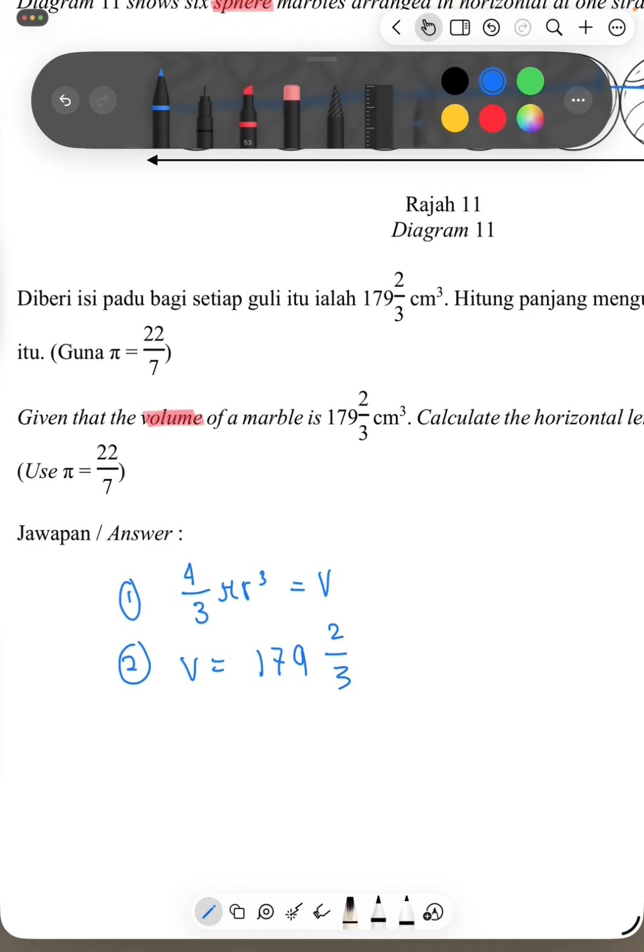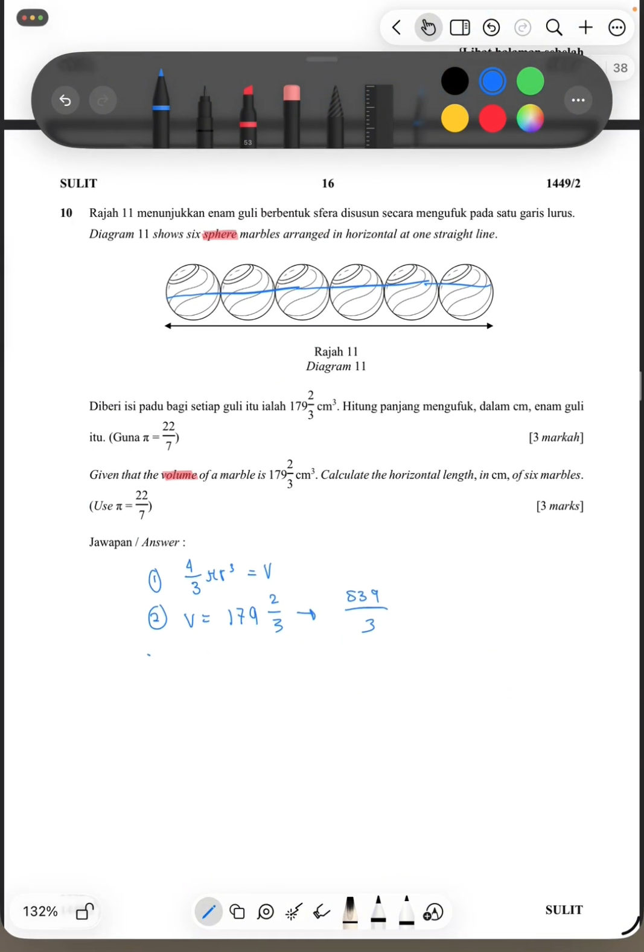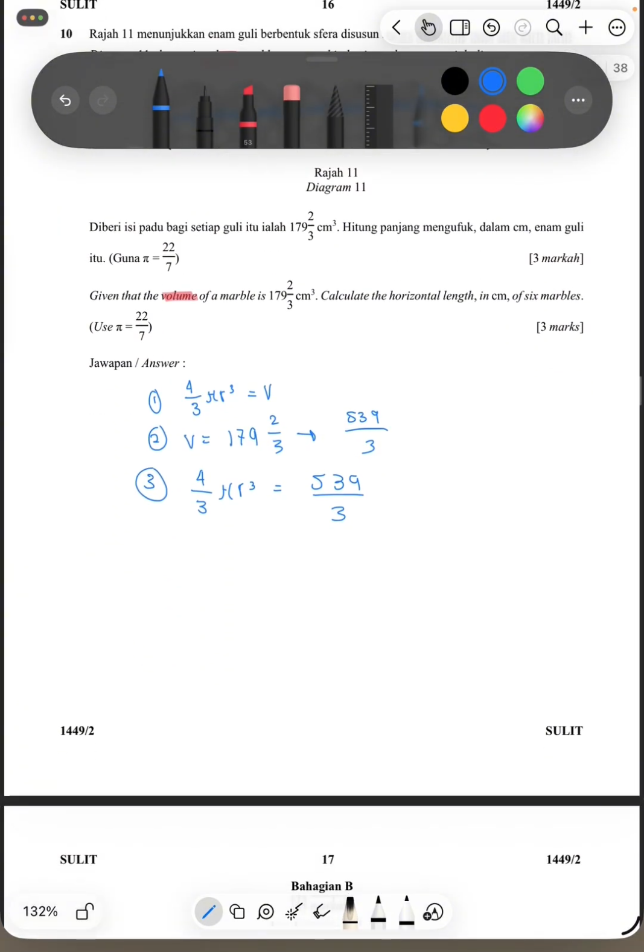Okay, we can use your calculator to change this, I forgot the name of this fraction, like, change this fraction into a fraction like that. So, form an equation because 4 over 3 pi r cubed is equal to 539 over 3. Okay, then all we have to do is just solve this.